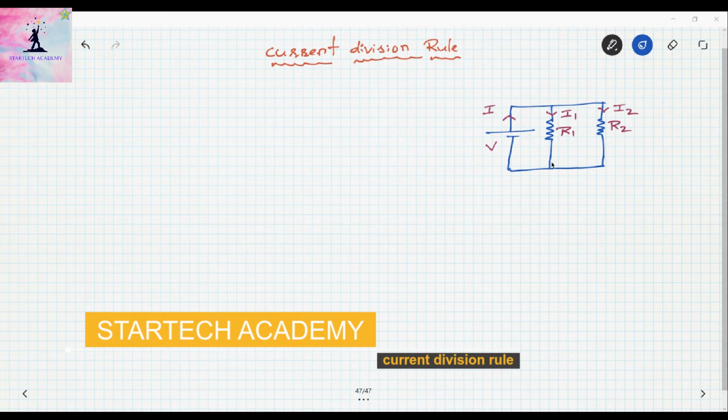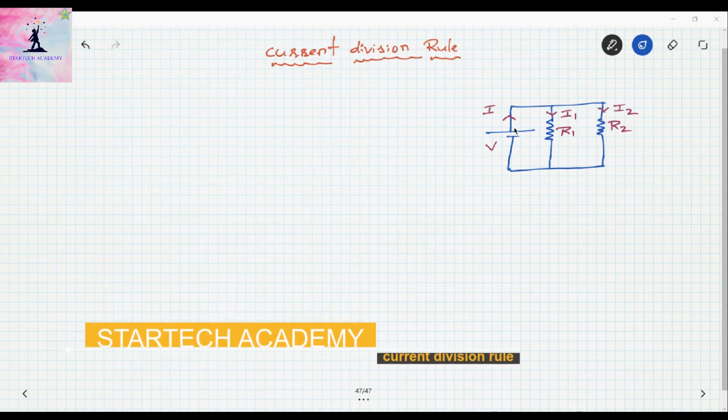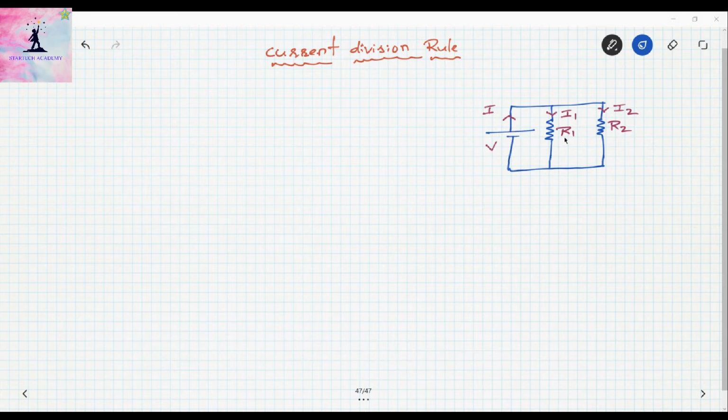Okay, this is the circuit shown in the figure. Here I is the total current coming from the supply. R1 and R2 are connected in parallel. We know that in parallel connected elements, current divides. So here the total current is divided as I1 in resistor R1 and I2 in resistor R2.